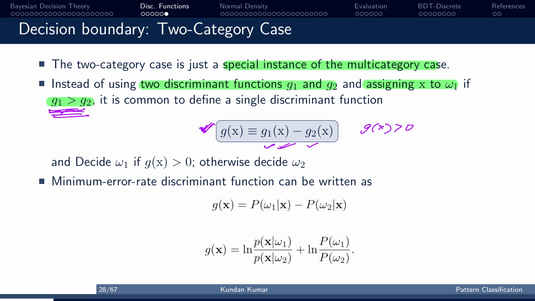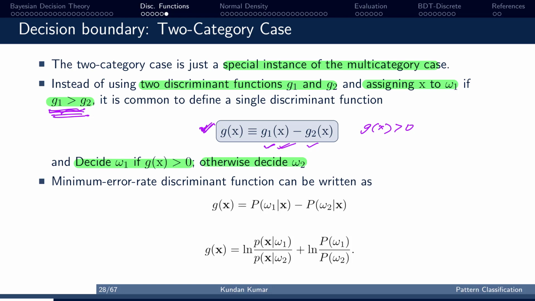So now we can define the decision rule in terms of the decision boundary discriminant function: we decide omega 1 if g(x) is greater than 0, otherwise we decide omega 2.